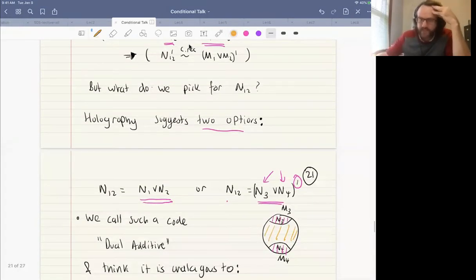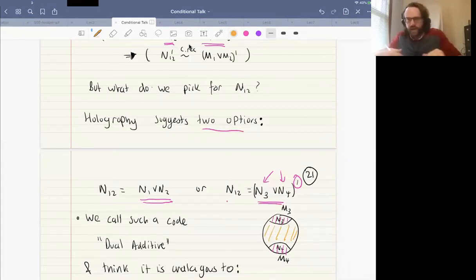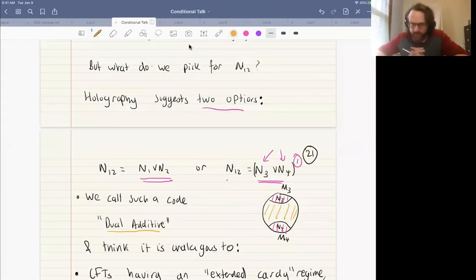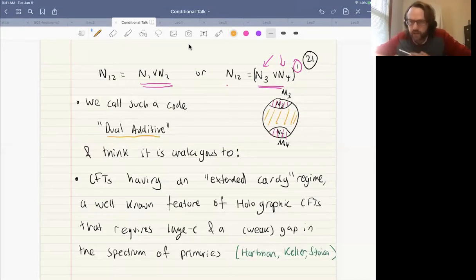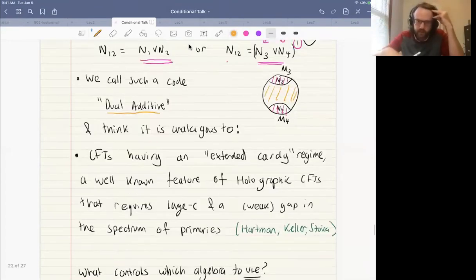Okay, so it's either additive for 1, 2, or it's additive for 3, 4. So I gave this a name called dual additive. It's just an assumption that those are the only two possible reconstructible algebras. I think this is analogous to an extra assumption you have to add to study holographic theories. It's analogous to the extended Cardy regime, a well-known feature of holographic CFTs, which really explains the Hawking-Page phase transition, where you have two different phases. Those two phases are analogous to these two options that I've advocated here.